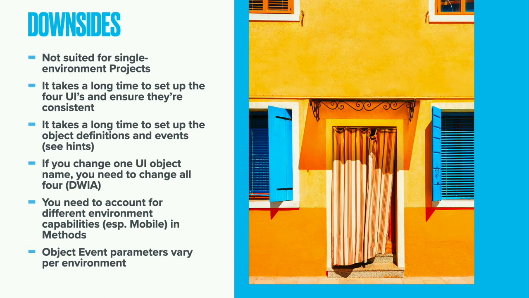It also means you need to take into account each of the different environments. For example, mobile. Sometimes in your methods, you need to take account of how one environment works versus another. And even between desktop and web, the events for selection change sometimes return different numbers of parameters from one environment to another. So you have to take that into account. So there are some of the downsides.